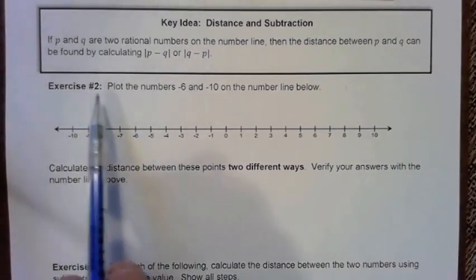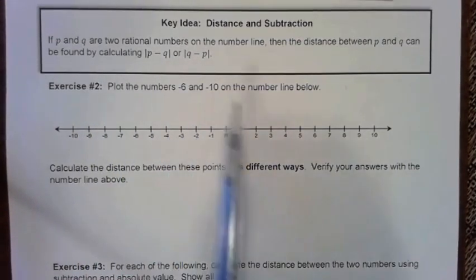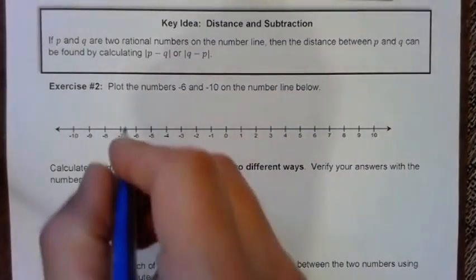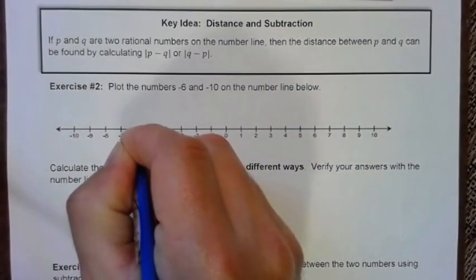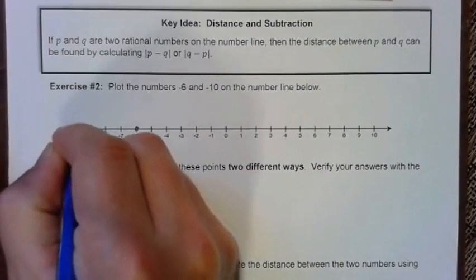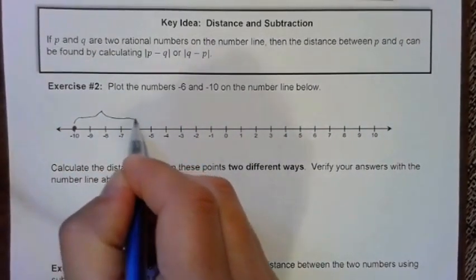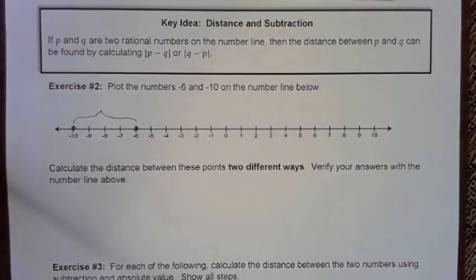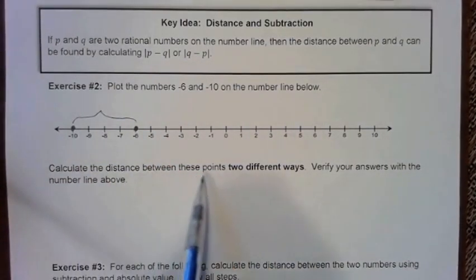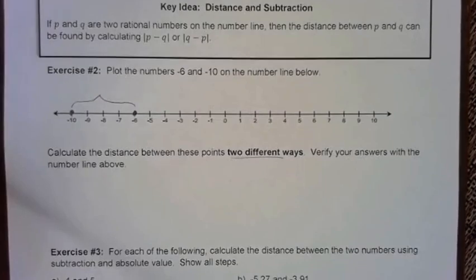All right, so in our next example, plot the numbers -6 and -10 on the number line below. Here's -6, 6 units to the left of 0, and -10 is 10 units to the left of 0. This is the distance that I want to calculate. Calculate the distance between these 2 points two different ways, and then we can verify our answer with our number line.